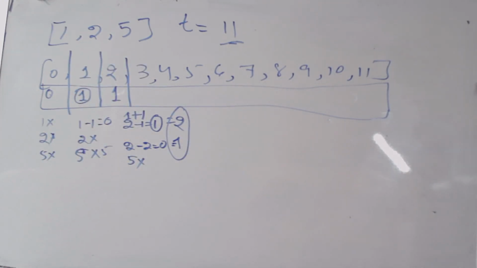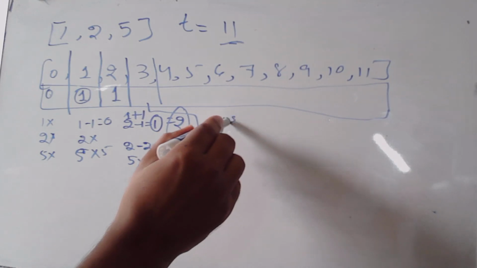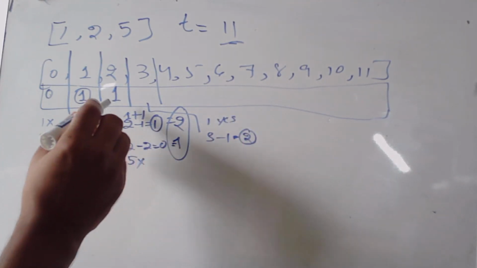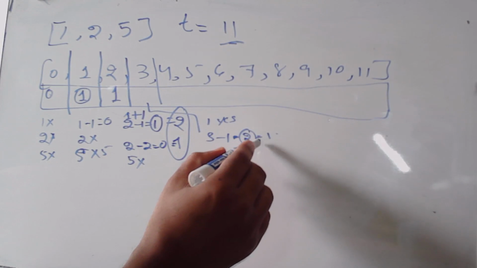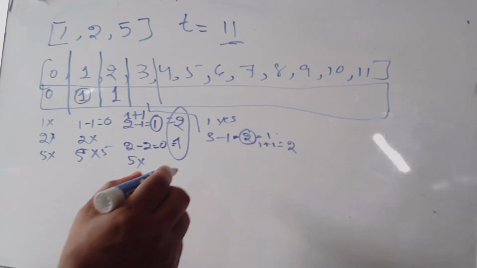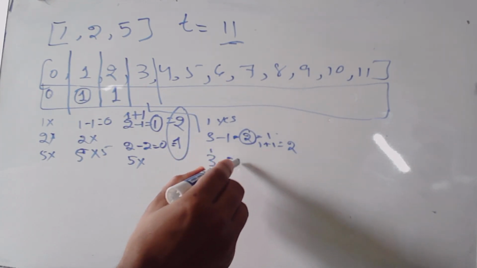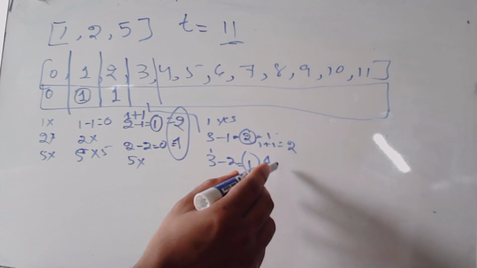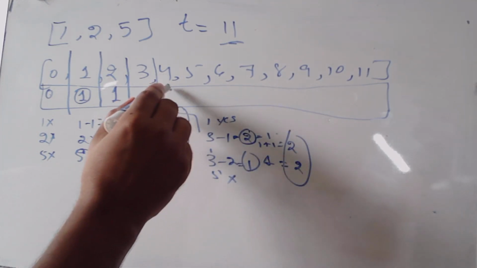Now let's go for 3. For 3, can you use 1? Yes. So 3 minus 1 equals 2. We calculated for 2. What is that? 1. So total coins is 1 plus 1 equals 2. Can we calculate 3 using 2? Yes. So that is 1 coin. Then 3 minus 2 equals 1. How many coins do we need for 1? We can go back and see that is 1 coin. So total equals 2. 5 we cannot consider. The minimum of 2 and 2 equals 2.